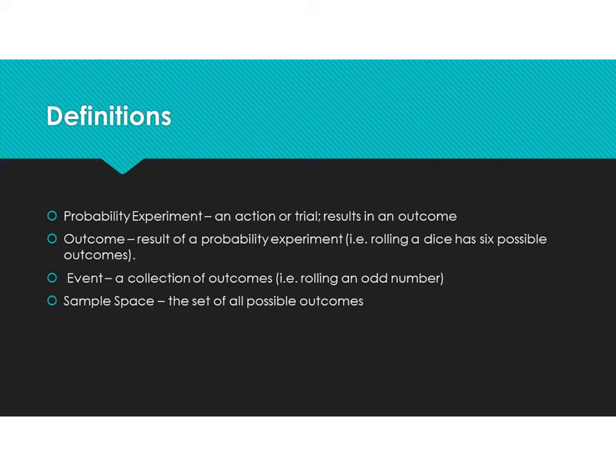An event is a collection of outcomes. So I can maybe say, what's the event of me rolling an odd number? And the sample space is all the possibilities. And the sample space can be quite large because you really have to list every possibility.